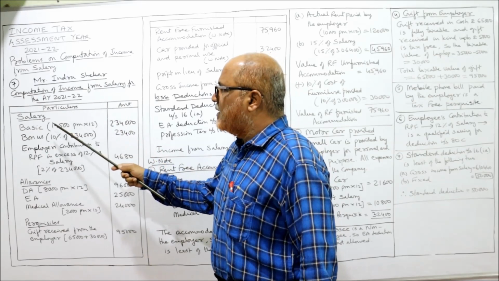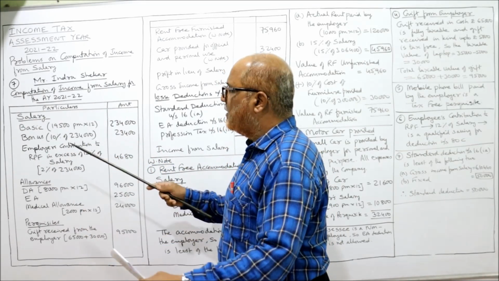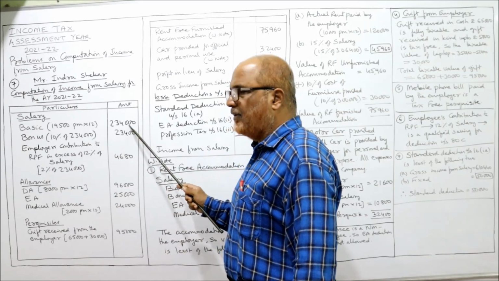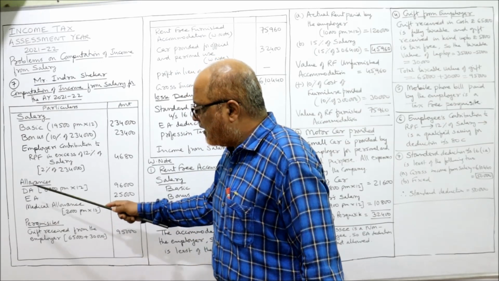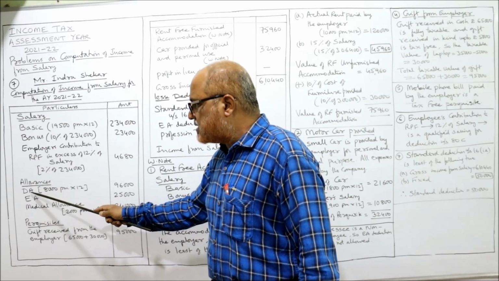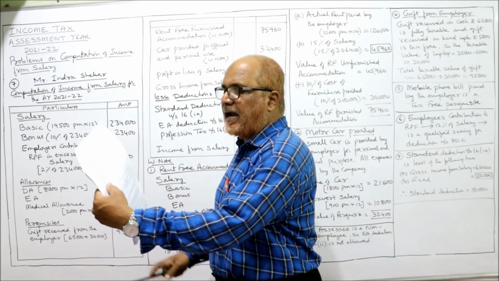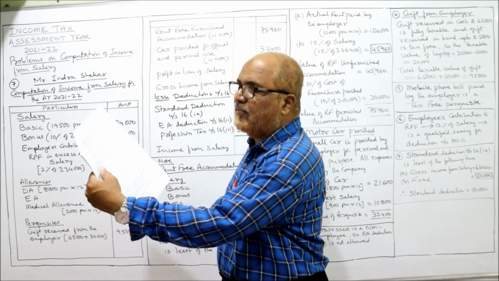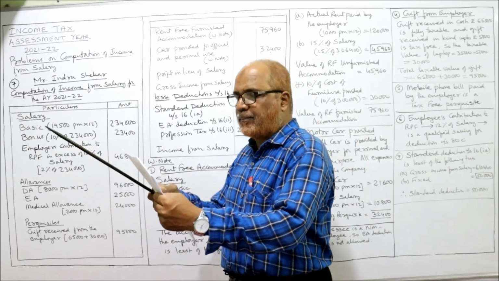Mr. Indra Shekhar, salary. Basic salary is given in the problem as 19,500. So 19,500 into 12, 2,34,000 basic. Then DA, dearness allowance, under allowances. DA 8,000 per month into 12, 96,000. Then comes entertainment allowance, EA 25,000 per annum. So EA we directly take 25,000 per annum.